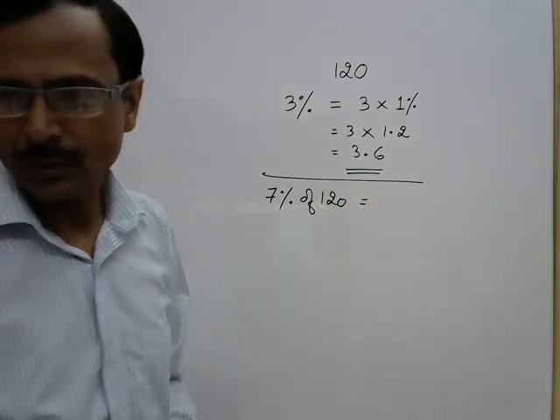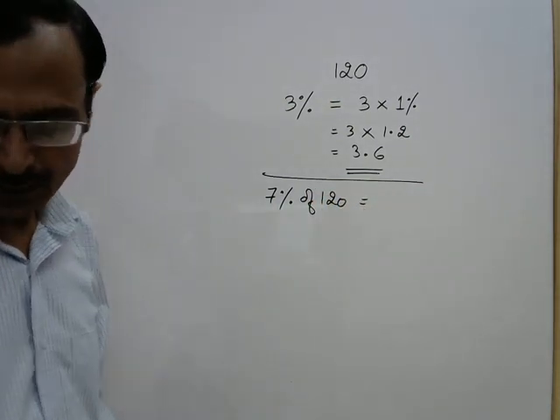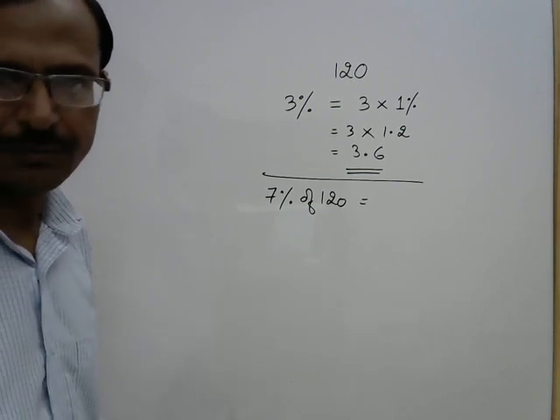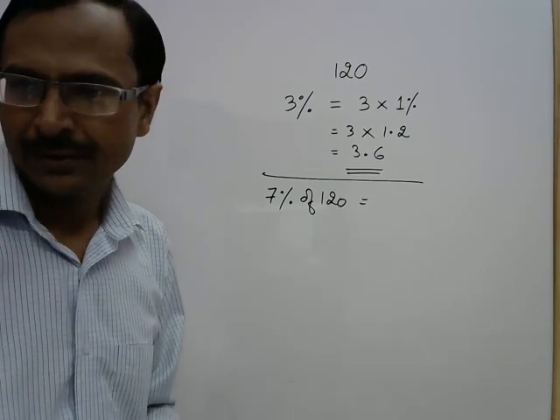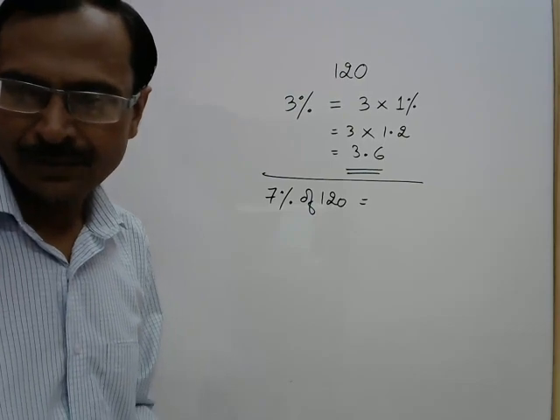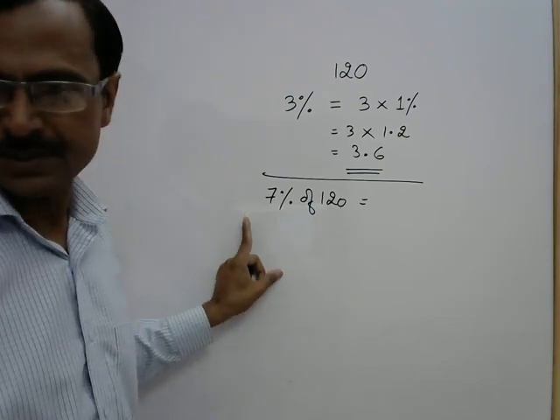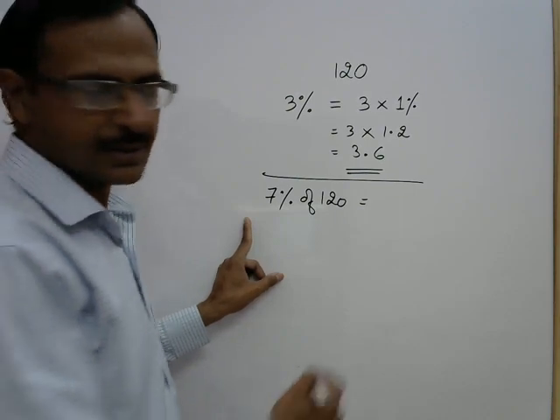So 7% of 120. Can anyone give me that answer? 7% of 120. Very easy. Now just visualize 7% as, very good.